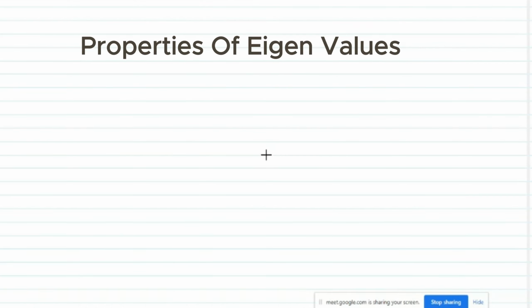Dear students, in the last lecture we started the properties of eigenvalues and we have seen so many properties of eigenvalues. Now let us continue our topic, that is properties of eigenvalues, and we will see so many more properties of eigenvalues. The next property is what?